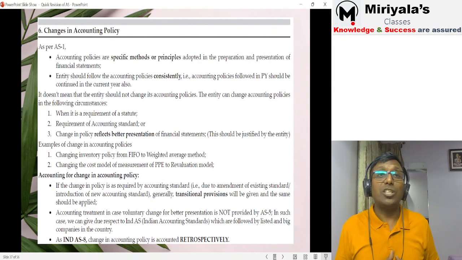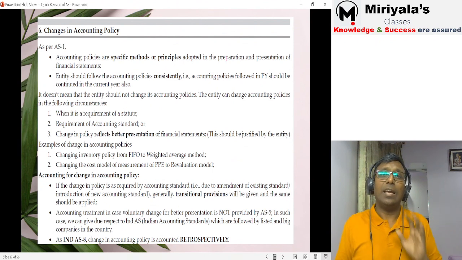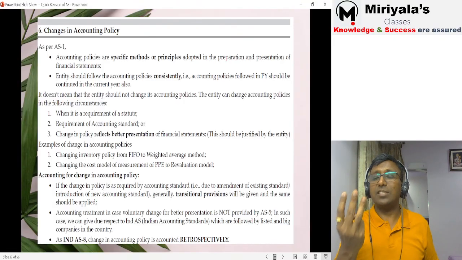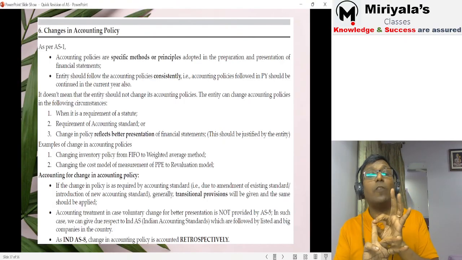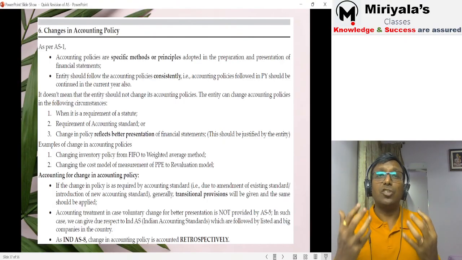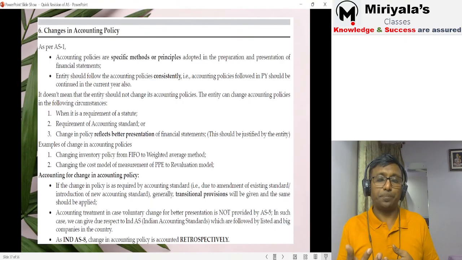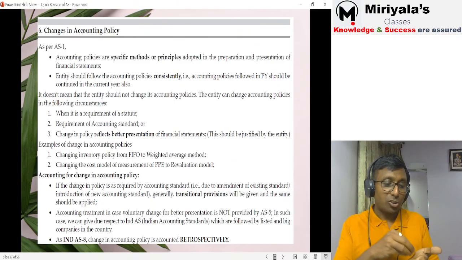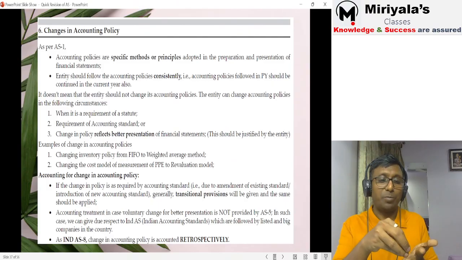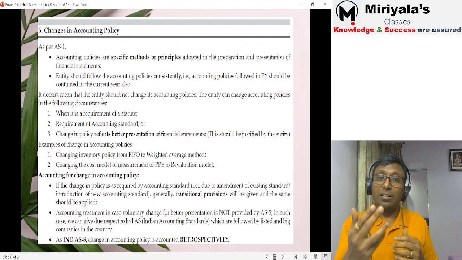Next point: change in accounting policy. Accounting policies, can they be changed? Yes. Accounting Standard 1 says it should be followed consistently, but it can be changed in three circumstances: when it is required by the law, when it is required by the accounting standard, or when it is required for the better presentation of the financial statements. So can I change it? Yes. Now what is the example, sir? FIFO method to weighted average method, or cost model of measurement of PPE to revaluation model, any such thing. Okay, right.